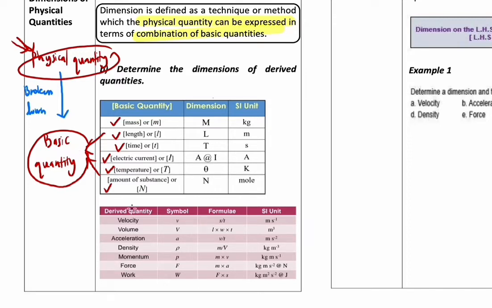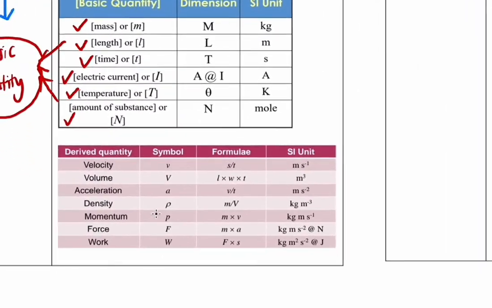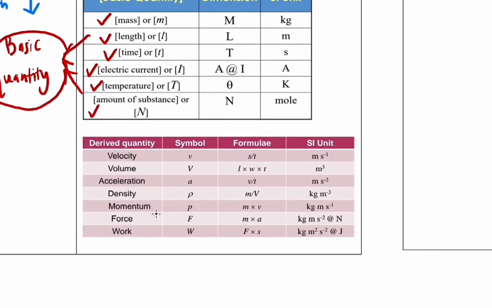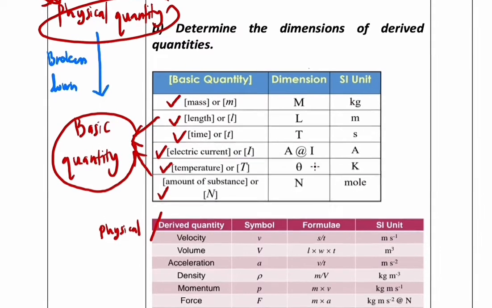So for example, we have velocity. The symbol is V and the formula is S over T, and the SI unit is meter per second. So we have all the other quantities. Physical quantities are also called derived quantities. Nama lain untuk physical quantity is derived quantity. And this is the formula, and this is the SI unit. So this table is just your guide here. But what you have to know, you have to know these five quantities.